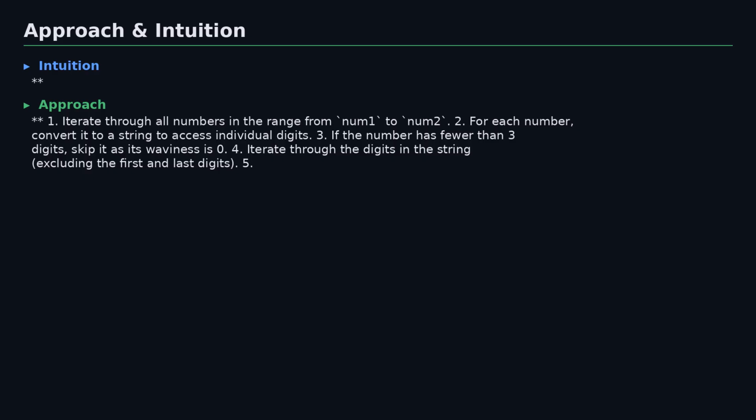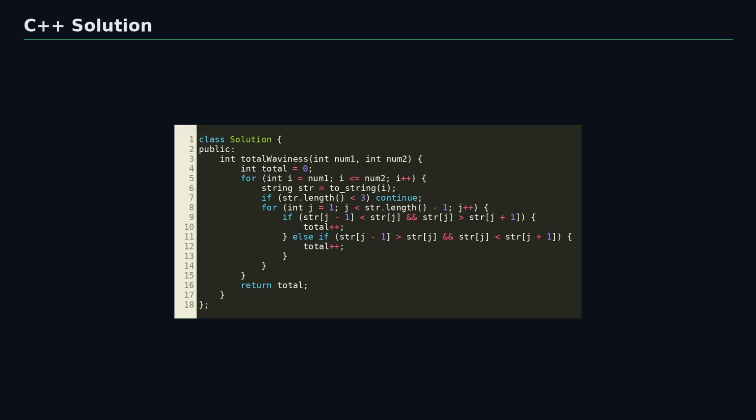Well, we start by iterating through all numbers in the range, from num1 to num2. For each number, we convert it to a string, so we can access individual digits. If the number has fewer than 3 digits, we skip it, because its waviness is 0. Then, we iterate through the digits in the string, excluding the first and last digits. For each digit, we check if it's a peak or a valley, and if so, we increment the total waviness.